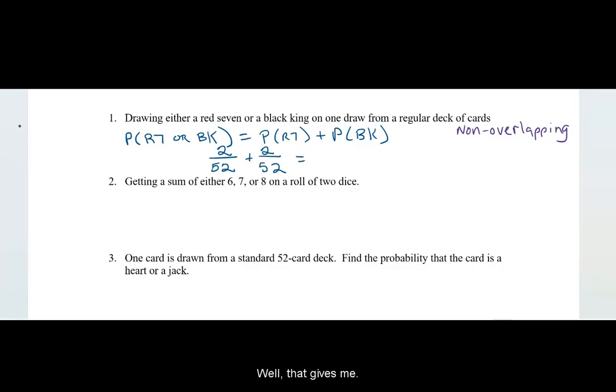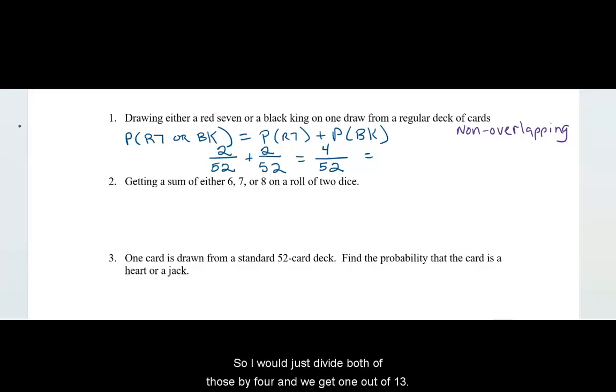Well, that gives me, and remember, when you are adding fractions, you just keep that common denominator. We don't add those. So that just stays the 52, and we add the numerators. Now, we've already done one of these. 4 does go into 52, so I would just divide both of those by 4, and we get 1 out of 13.